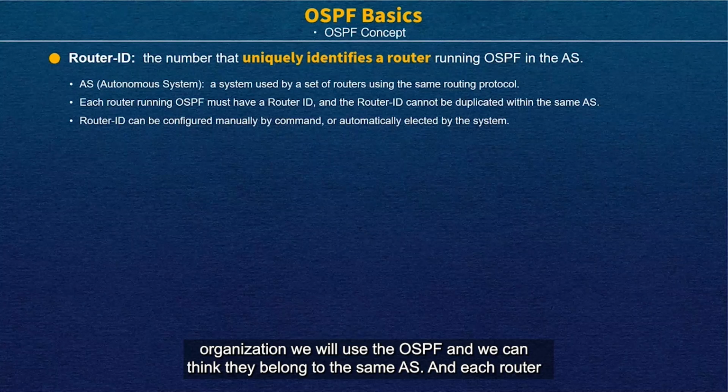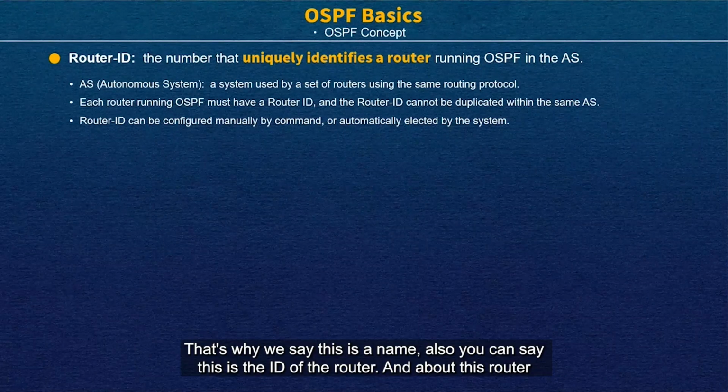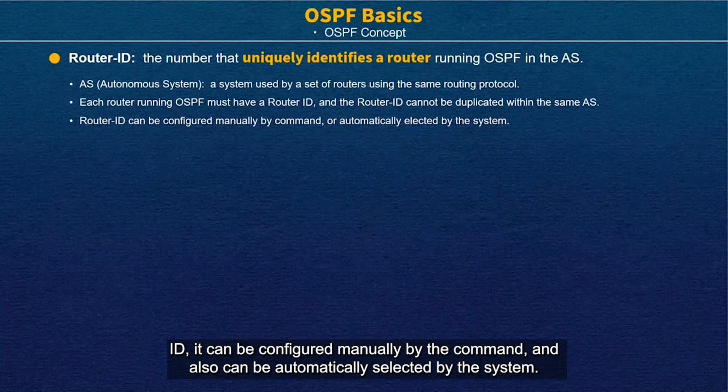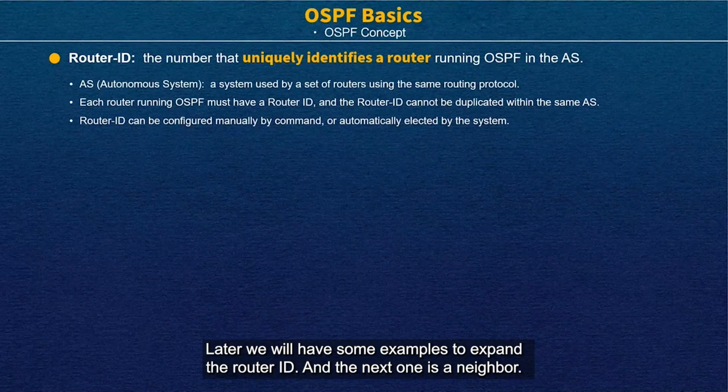And each router that runs OSPF must have a router ID, and the router ID cannot be duplicated within the same AS. That's why we say this is a name. Also, you can say this is the ID of the router. And this router ID can be configured manually by a command and can also be automatically selected by the system. Later, we will have some examples to explain the router ID.